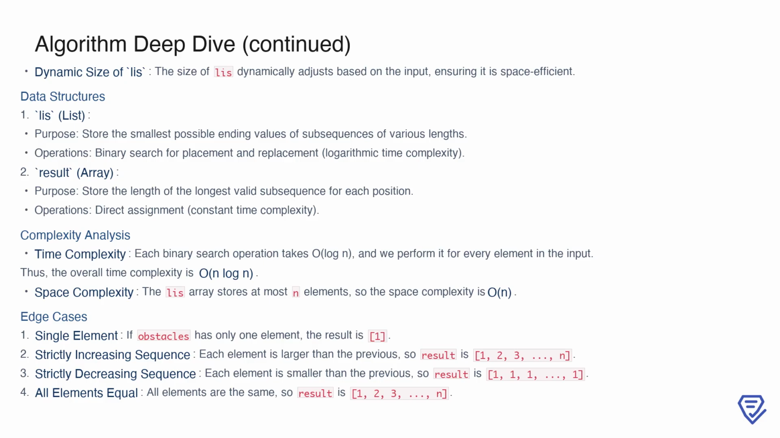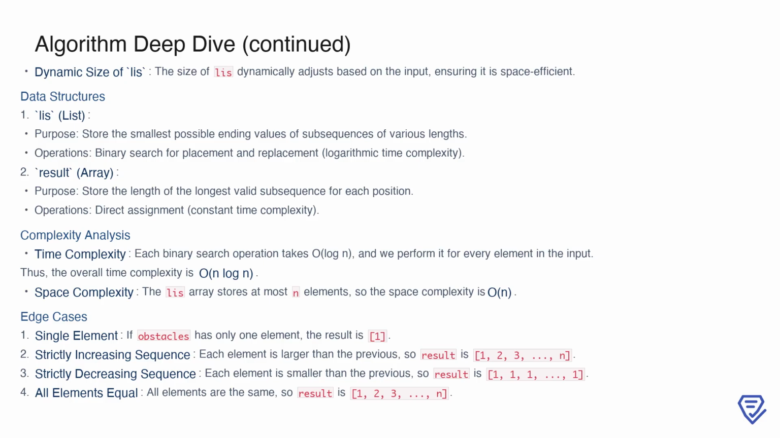In terms of complexity, the binary search operation performed for each obstacle takes O(log n) time, and since we process every element in the input array, the overall time complexity is O(n log n). The space complexity is O(n) as well, since the least array and result array together require space proportional to the size of the input.